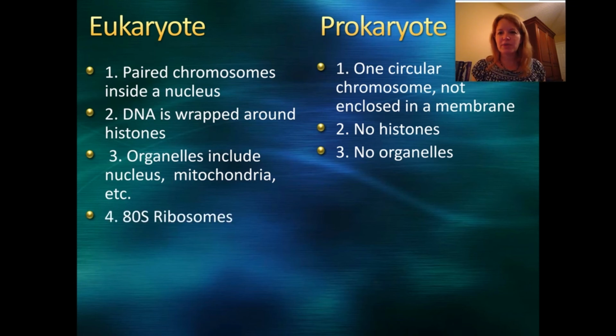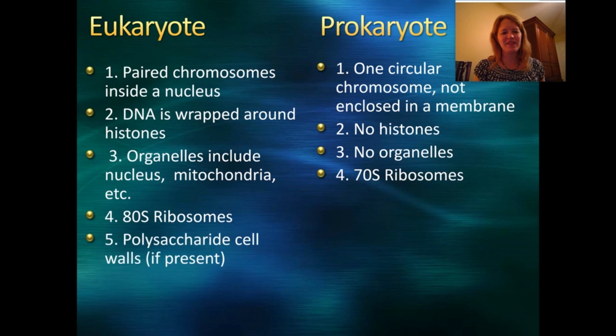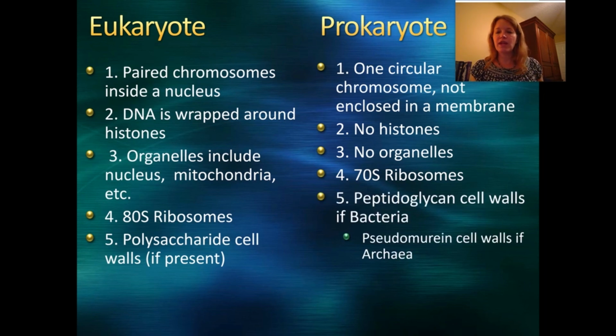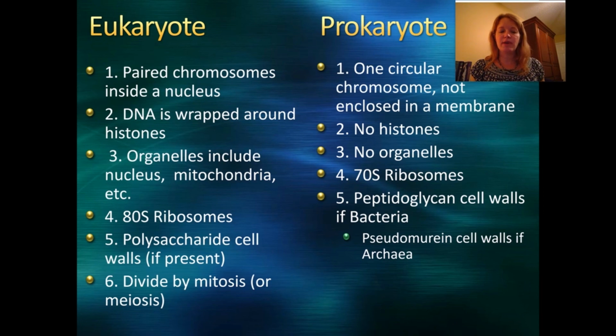Eukaryotes have 80S ribosomes, whereas prokaryotes have 70S ribosomes. But of course, as we talked about, eukaryotes do include 70S ribosomes inside the mitochondria or the chloroplast for plant cells. There are polysaccharide cell walls, if present, so cellulose for plants and algae, and then chitin for fungi. And then peptidoglycan cell walls in bacteria and pseudomurein cell walls in archaea. And then finally, eukaryotes divide by mitosis or meiosis, whereas prokaryotes divide by binary fission.